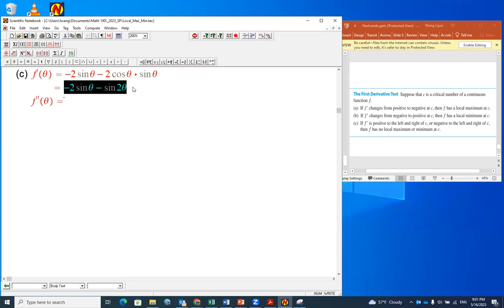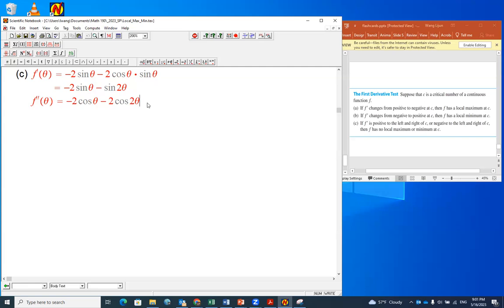So I'm going to take a derivative. The derivative of negative 2 sine theta is negative 2 cosine theta, minus sine 2 theta, where we use the chain rule, this is cosine 2 theta multiplied by the derivative of 2 theta, which is 2, so times 2. So that's my second order derivative.